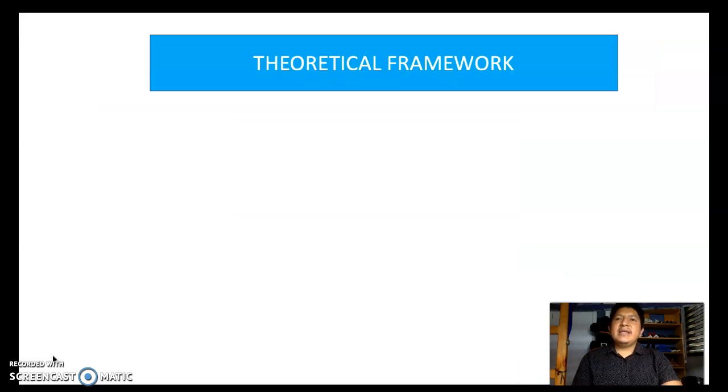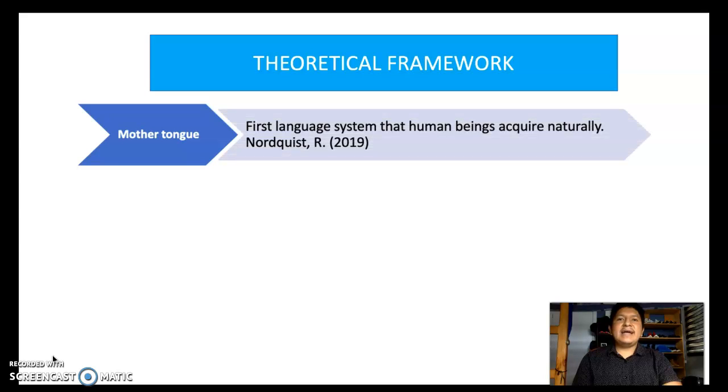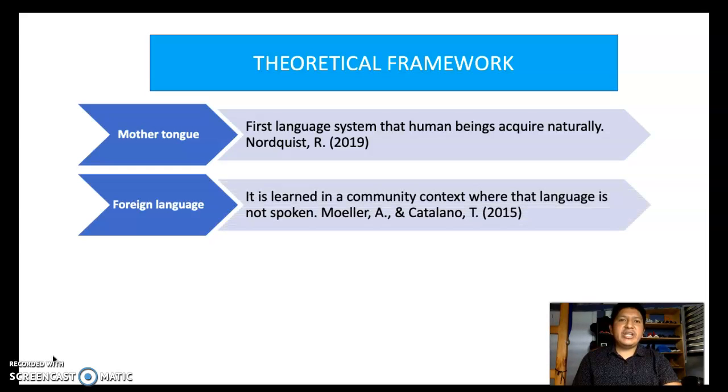Moving on, it is necessary to define some terms that support this investigation. For the definition of mother tongue, Norquist defines it as the first language system that a human being acquires naturally. For foreign language, Moller and Catalano said that a foreign language is learned in a community context where that language is not spoken.